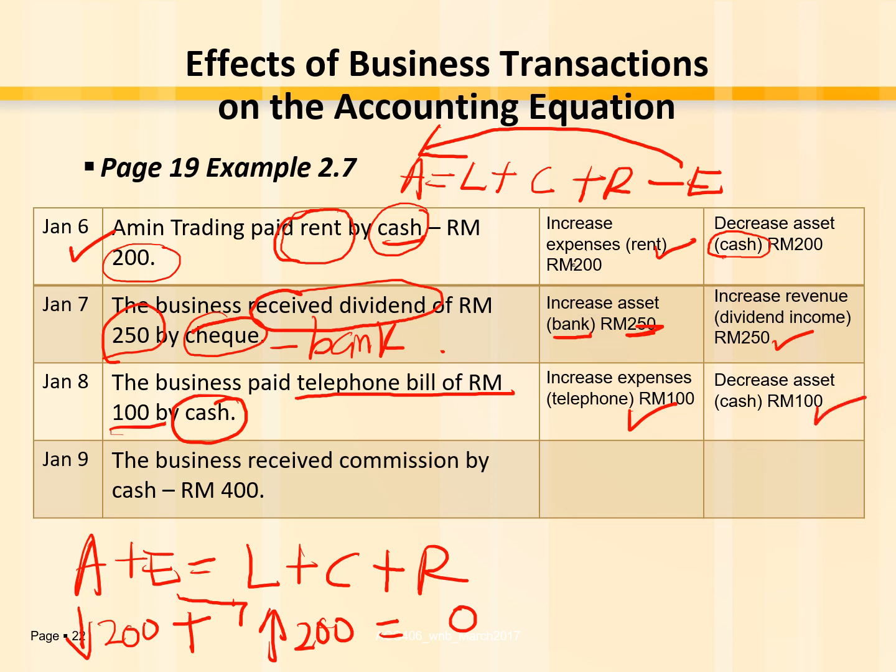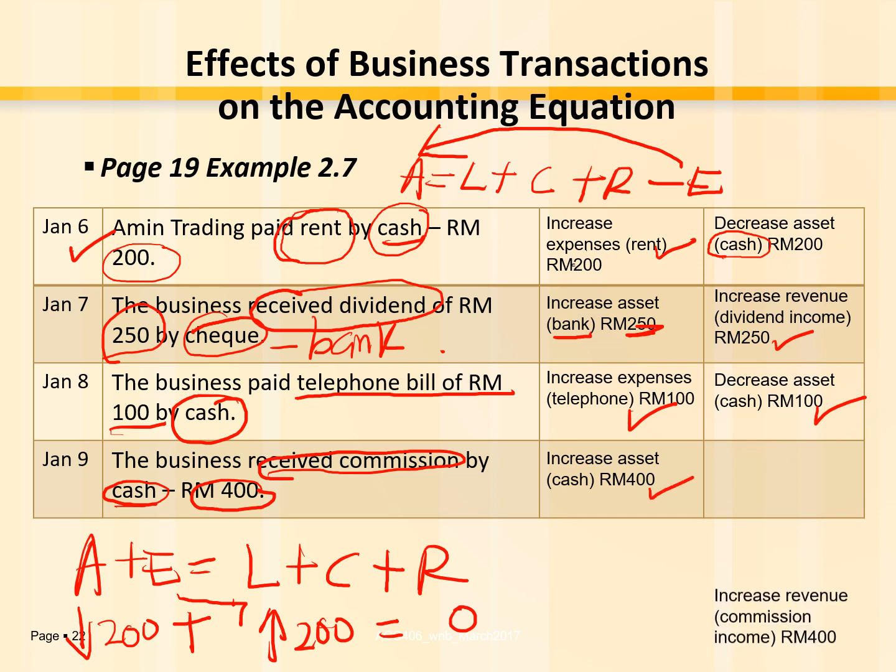Next adalah the business receive commission. This is commission income. Okay, dia terima commission income tu dengan dalam bentuk cash sebanyak 400. So what happened? The asset will increase, which is the cash, by 400, and then you will also increase the revenue, which is the commission income, by 400.